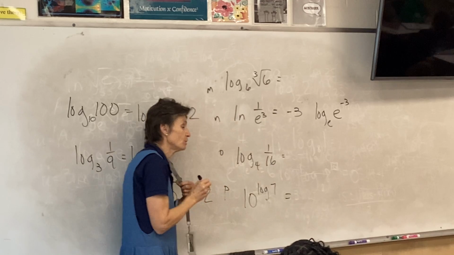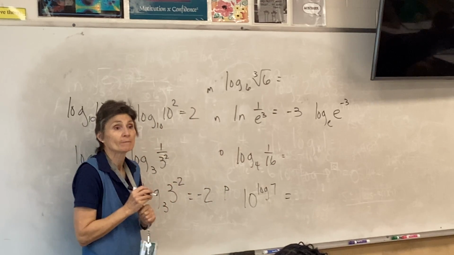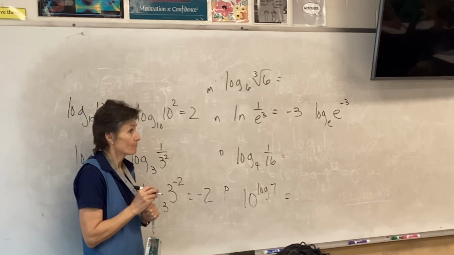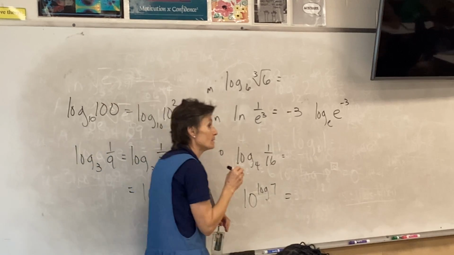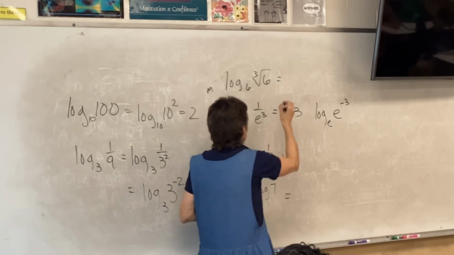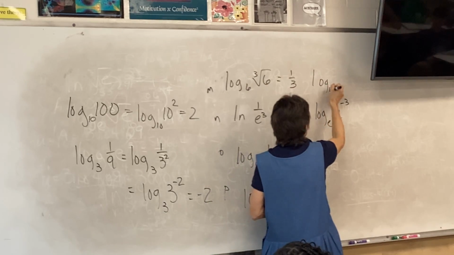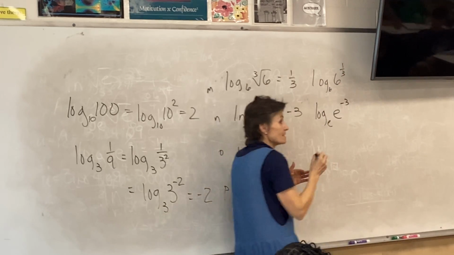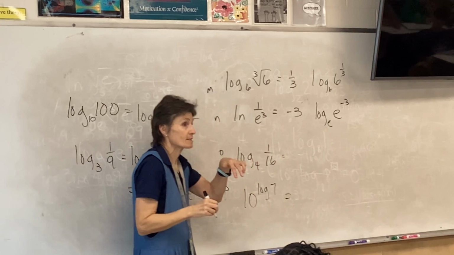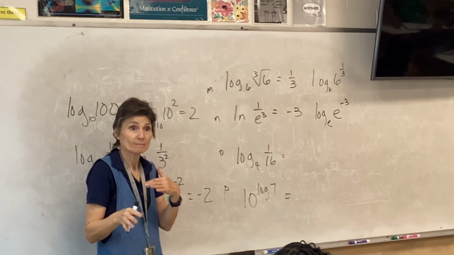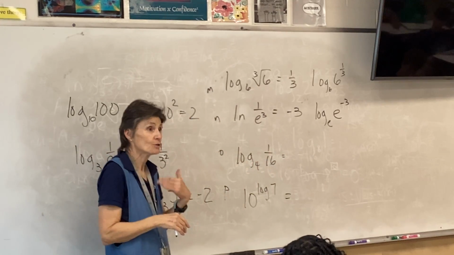Very, very good. Okay, who has another one? N is 1/3, he says. Is he right? Log base 6 of 6 to the 1/3. Isn't the cube root of 6 the same as 6 to the 1/3? Yep, so far we're 2 for 2.